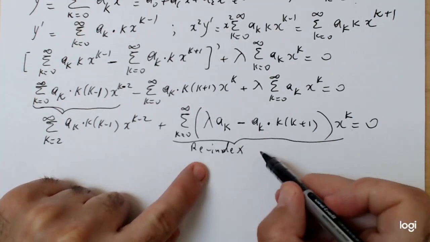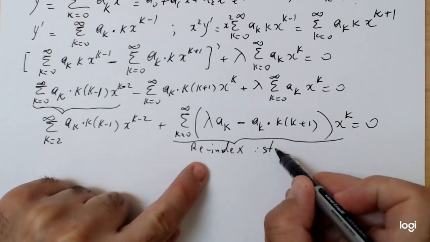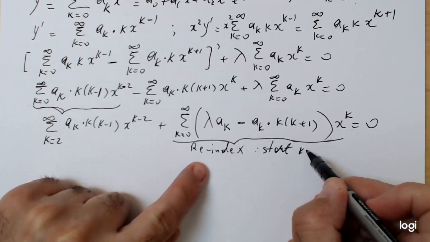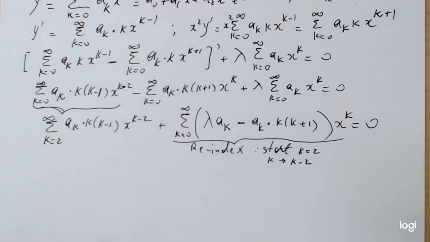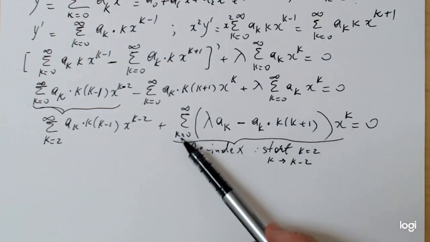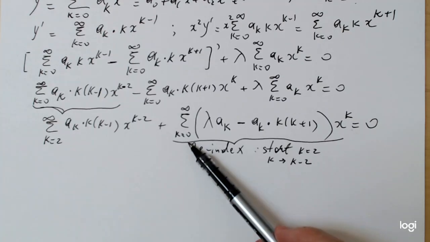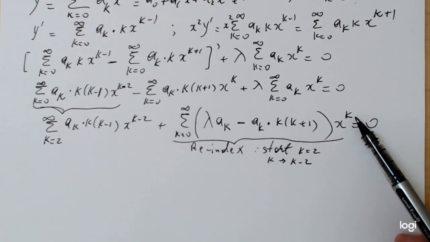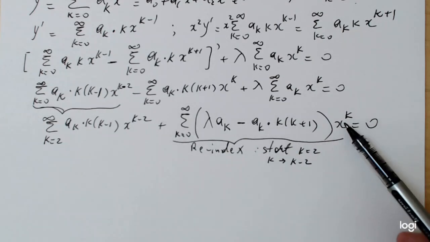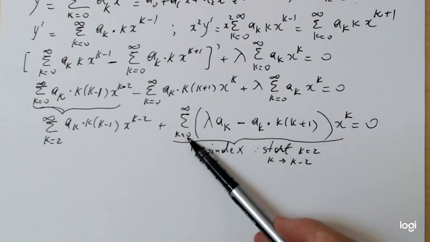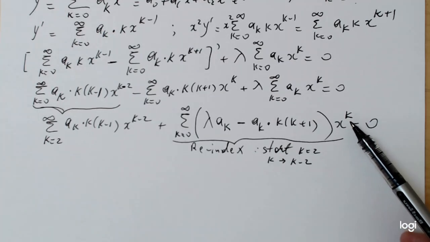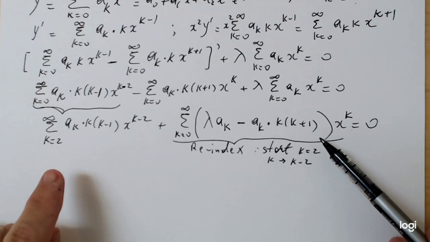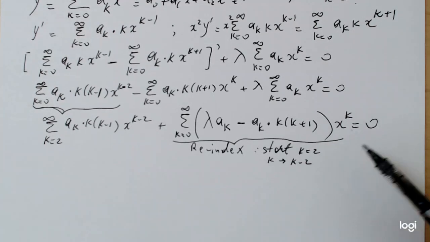The reindex means that I'm going to start from k equals 2. And to do that, that means I have to replace k with k minus 2. So to rewrite the same summation, but with a starting index value of 2, you're going to replace k with k minus 2. Right? So k equals 0, x to the 0, 1. If k starts from 2, I need to put here k minus 2 so that the starting power is again the same. And then the two summations can be combined and then finally match the coefficients.